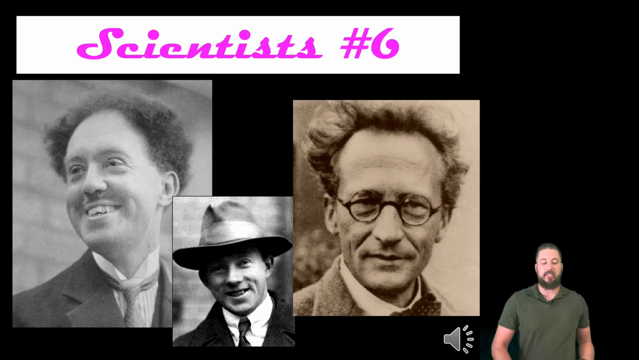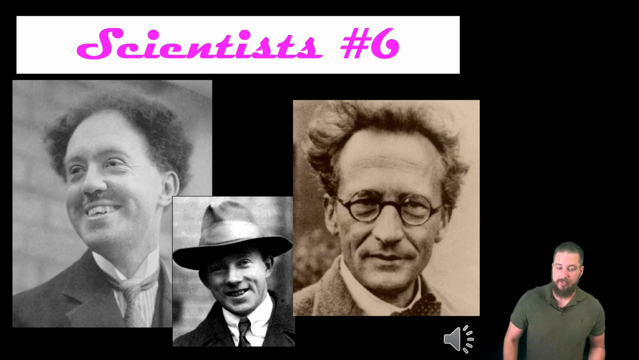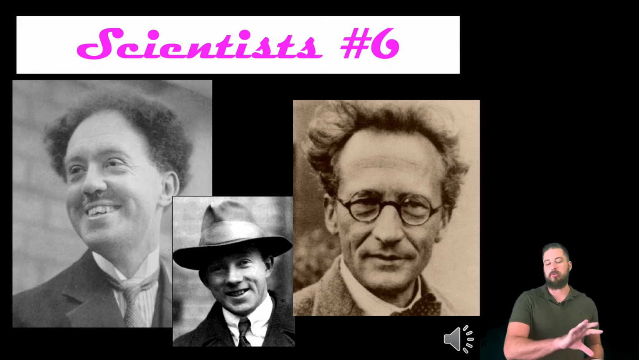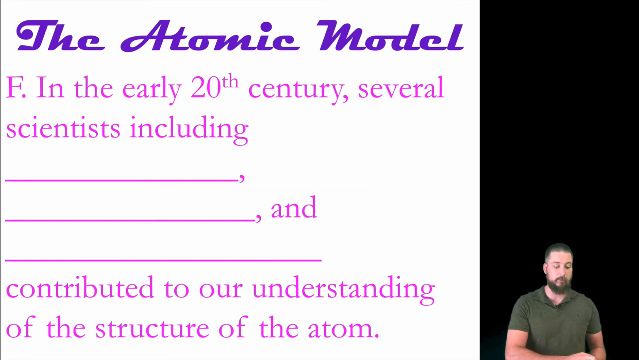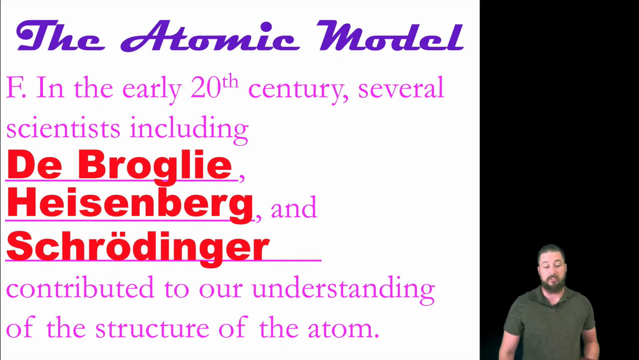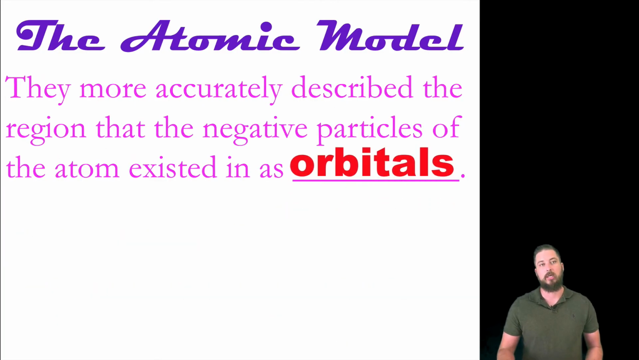So these other scientists made very huge contributions in terms of how electrons orbit the nucleus as well. These particular scientists, though, we won't really touch on too much this unit, but we will next unit. But let's talk about some of the things that they discovered. Several scientists, including de Broglie, Heisenberg, and Schrödinger, contributed to our understanding of the structure of the atoms, particularly with orbitals and how electrons orbit around the nucleus.